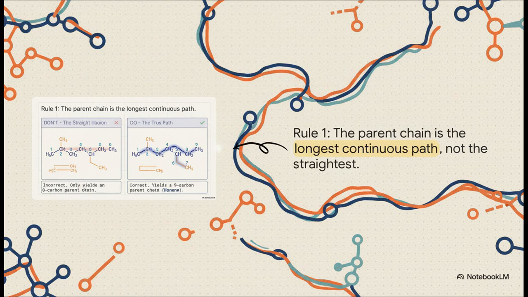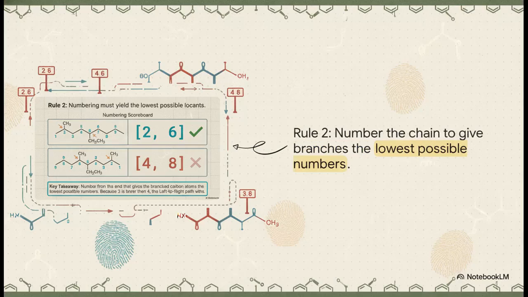And here's the trick that gets a lot of people. It's not always the one that's drawn straight across the page. As you can see in the demo box, the true path can bend and turn. The straight path only gives us an 8-carbon chain, but the correct bent path gives us a 9-carbon chain, a nonane. So once you've found that parent chain, you've got to number it.